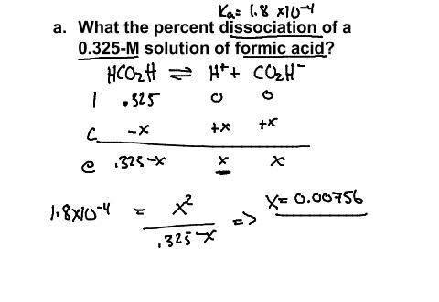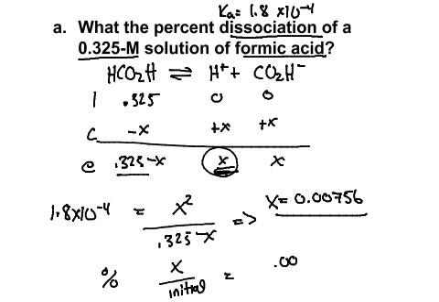It asked for the percentage dissociation, which means what percentage of the 0.325 broke up. But if you think about that, the amount that broke up was x. So to do the percent dissociation, you're going to take x divided by your initial amount, which of course will be 0.00756 divided by 0.325 times 100, of course, for percentage. And you get a what percentage dissociation? 2.33. So this number is 2.3%, I think.